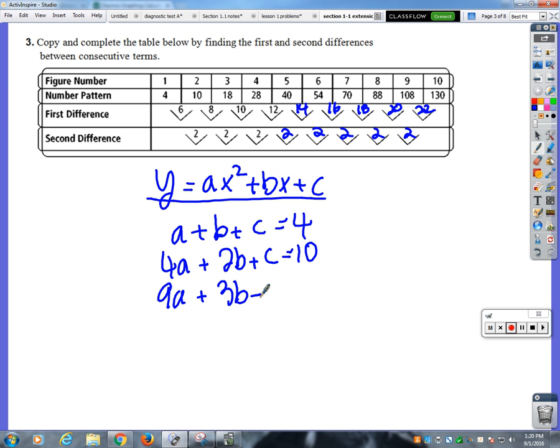3b plus still plain old c, and that equals what? 18. Okay. All right. So then we would like to solve that. But we're not going to mess around with that right now. That's way too much because there's 3 equations and 3 variables and all that kind of stuff. So we're not going to worry about that. But you kind of see the idea that the first difference, that means it's linear. The second difference, that's going to mean it's quadratic.